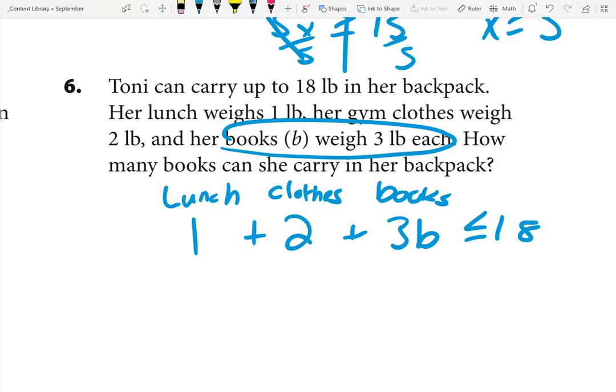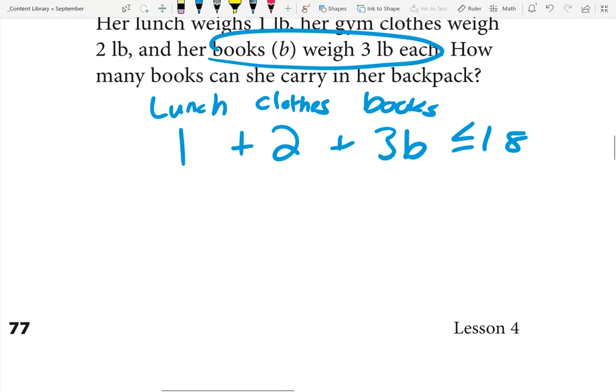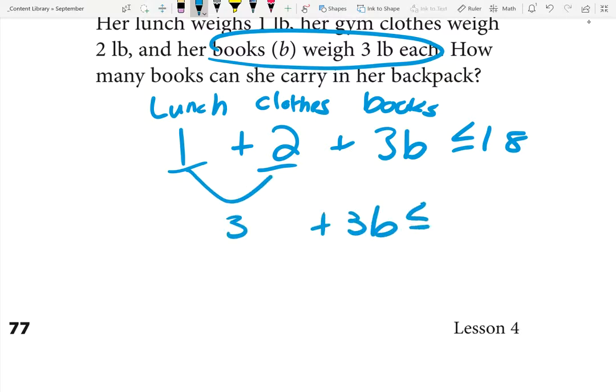So when we go ahead and solve it, we can combine the 1 and the 2, right? The lunch and the clothes combined makes 3 pounds, plus the 3 pounds per book is less than or equal to 18. So just like the last problem, I'm not going to try and get rid of this 3 yet because it's part of that B. I'm going to get rid of the 3 that's disassociated from it. So this 3. Since it's positive, I'll subtract it.